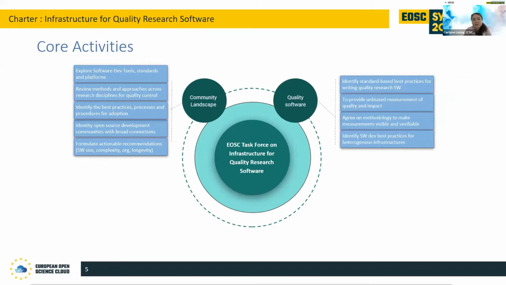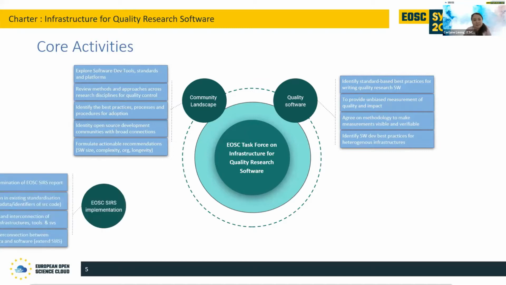Next, please. The next is where we are focused on quality software. As I mentioned before, the most important task is to provide an unbiased measurement of quality and impact, based on qualitative and quantitative methodology that we want to work with the community to define.